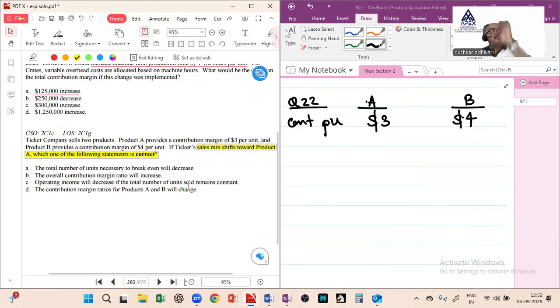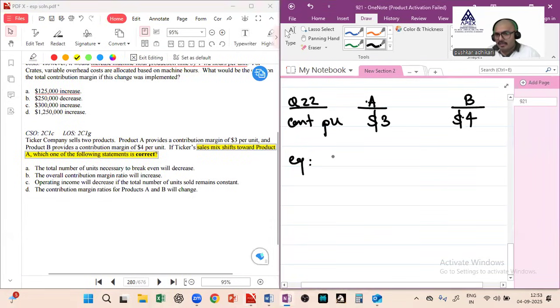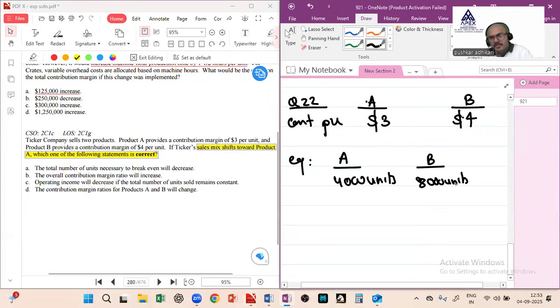Ticker's sales mix has shifted towards product A. What is the meaning of this? So we will have to take an example. Say, for example, A has, let us say, 4,000 units and B has, let us say, 8,000 units sold. So what is the total? The total is 12,000 units.